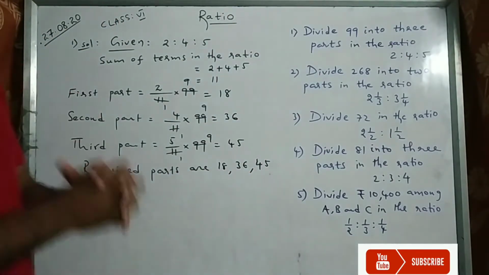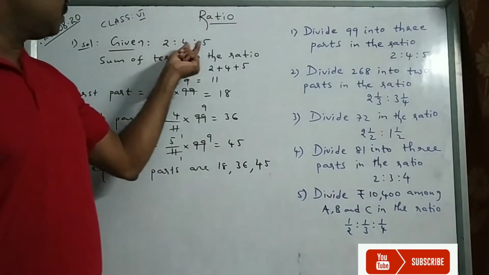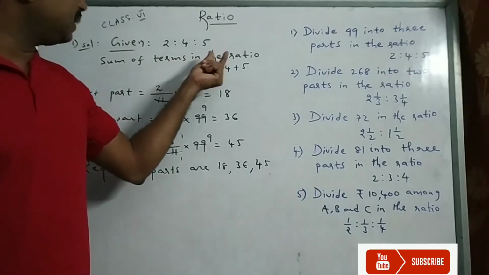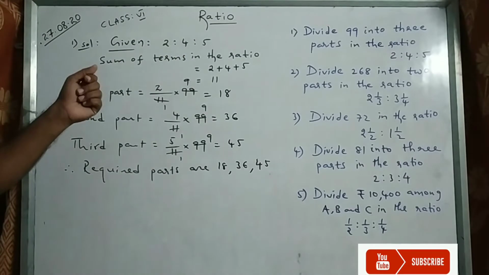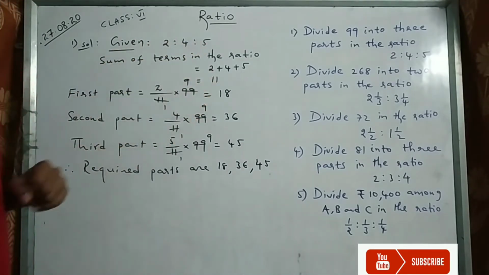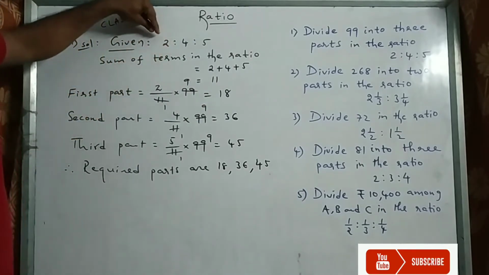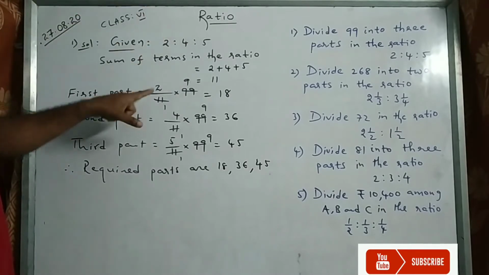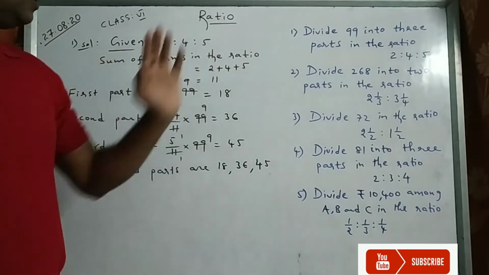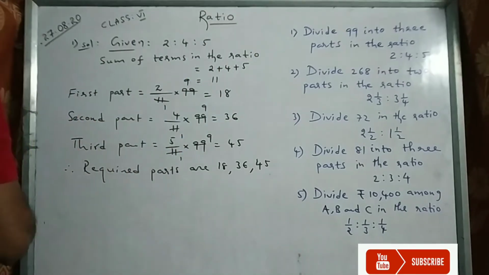So what is the procedure here? First what should you do? Given ratio is 2:4:5. First find out the sum of the given terms in the given ratio. That means 2 plus 4 plus 5. I got 11. So to find the first part, what is the first number in the given ratio? 2 by total parts, how many? 11 into, what should you do? 99. So 11 ones, 11 nines. So 9 twos are 18.